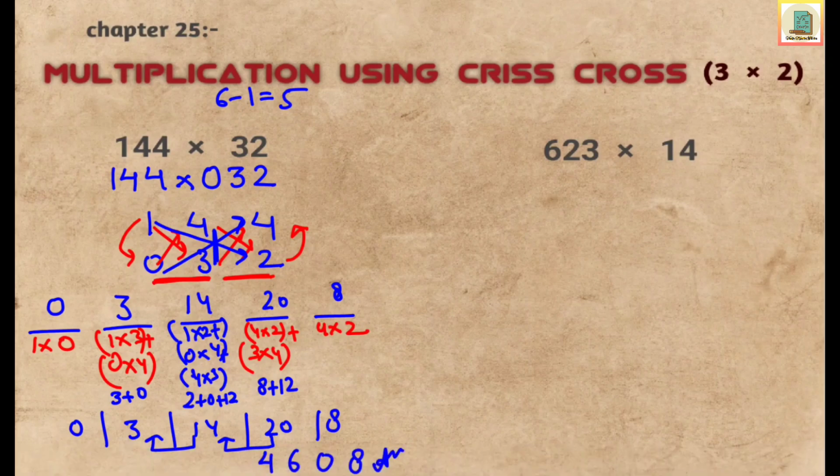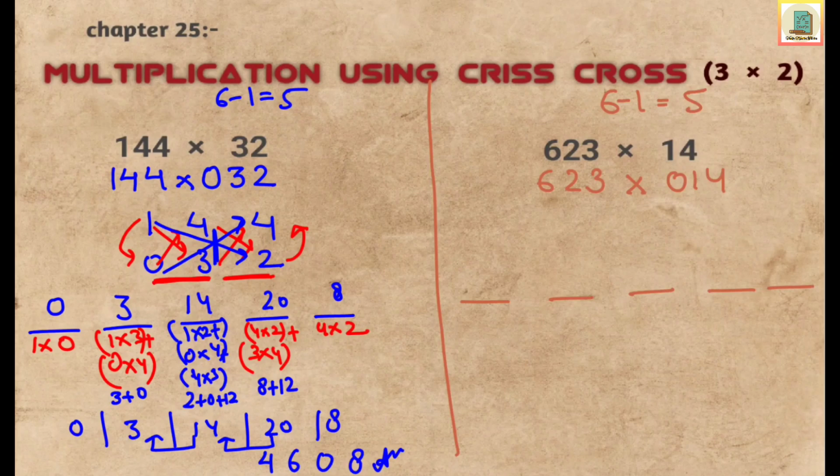Now let's understand the next question very carefully. So here also we'll add 0 to 14, equate the number of digits. So it will be 623 multiplied by 014. And here also we'll find out the number of partitions. So total number of digits are 6 minus 1 gives you 5. So total number of partitions will be 5. Make the partition. So it will be 1, 2, 3, 4, 5.